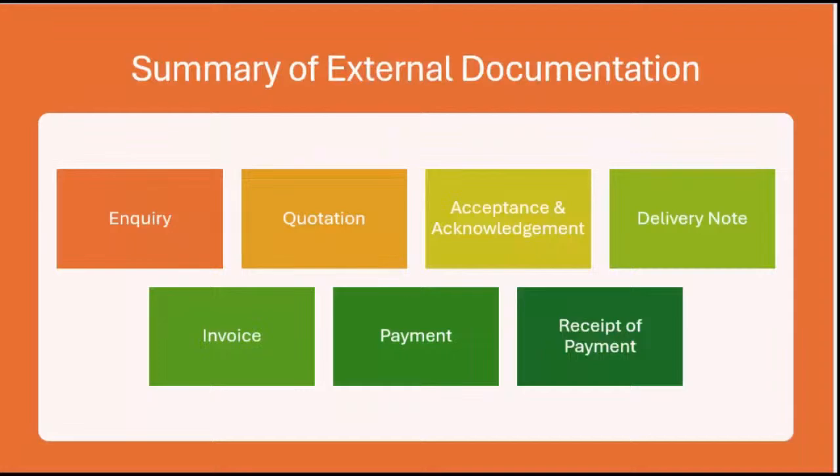Summary of external documentation. Inquiry: starts the process, you ask for information or services. Quotation: provides the cost estimate for the job. Acceptance and acknowledgement: you accept the quote and the company confirms receipt. Delivery note: acknowledges completion of the service or delivery of goods. Invoice: formal request for payment from the company. Payment: you make the payment to settle the transaction. Receipt of payment: confirmation that your payment has been received and processed.